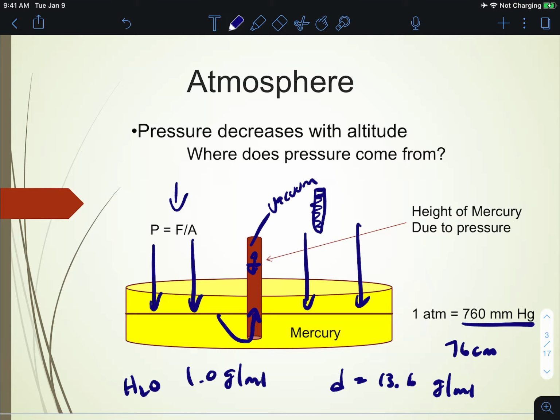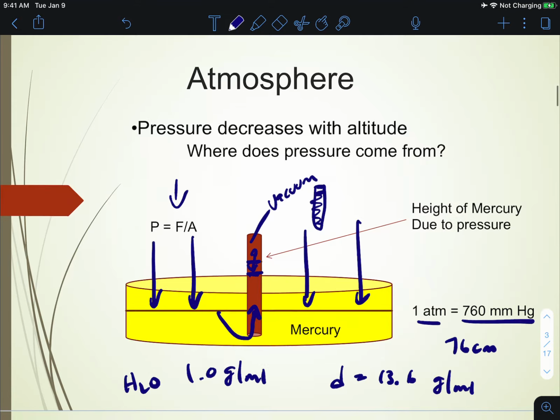So if I took this up to Mile High Stadium now, I believe the pressure there is something like 0.83 atmospheres. So it's about 83% of what it is at sea level. Murfreesboro's probably pretty close to sea level. It's a pretty low area, slightly above sea level. So the barometer would only rise up to maybe here if you took it to Mile High Stadium. So that's really an explanation of pressure and how it works.